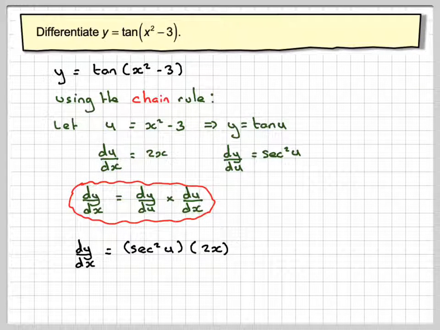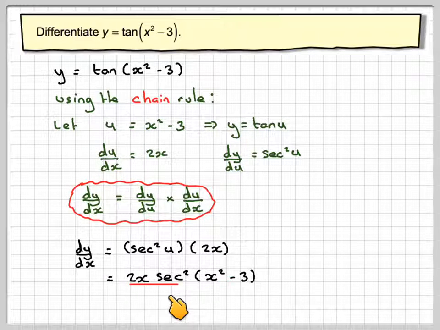If we now rewrite that as 2x, and then write the second bit as sec squared and replace the u with x squared minus 3, we get 2x sec squared of x squared minus 3. So this has been a differentiation of tan of a function using the chain rule.